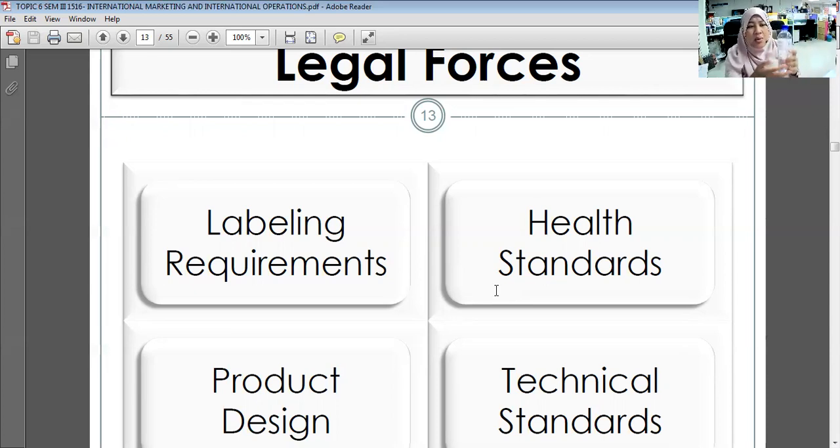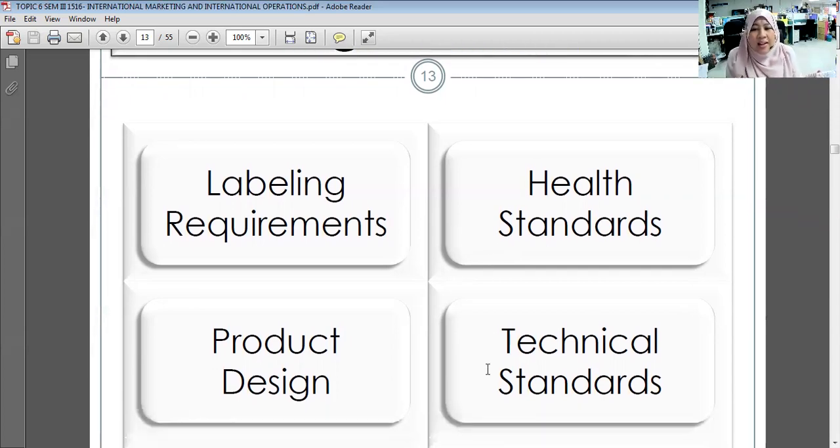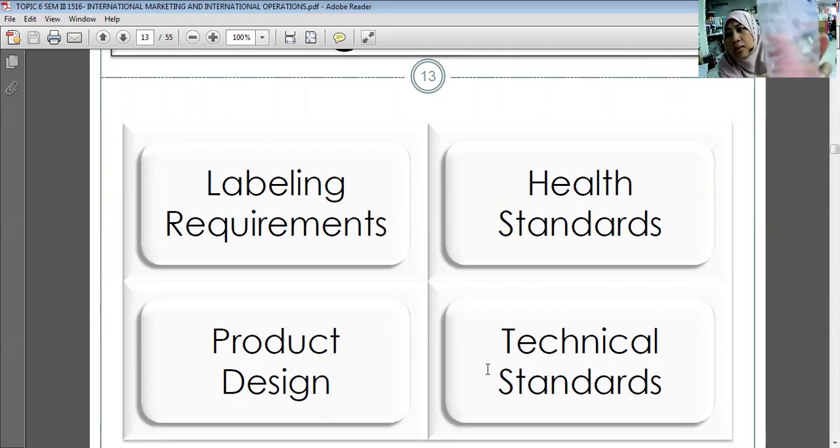Maybe some bottles are circular, maybe like a round cube. I do not know, but they have product design and technical standards. Technical standards here, like I told you just now, are MS, like MS 1500, something like that, right? So that is a technical standard. Maybe some ISO 9000. Yes, that is one technical standard.